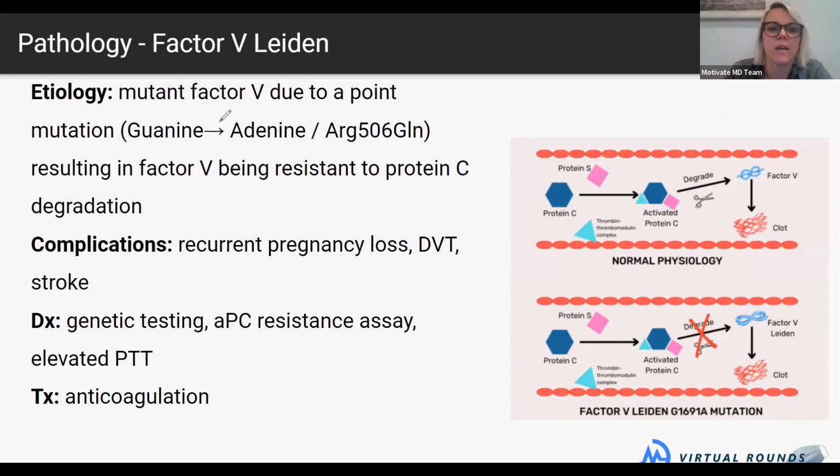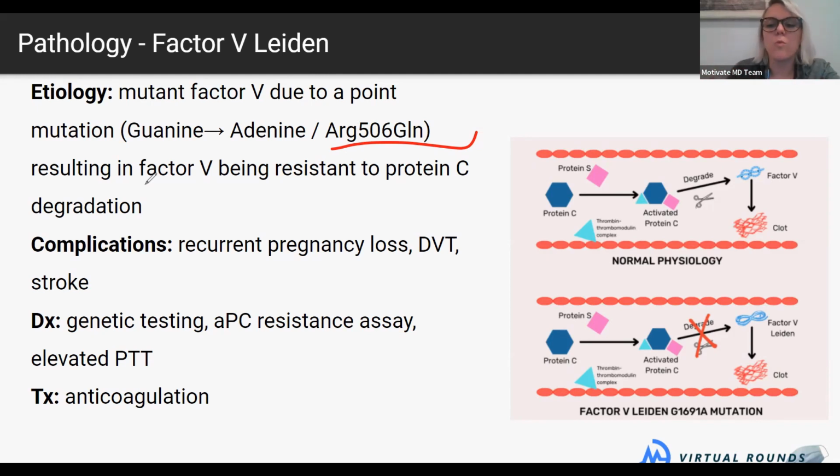I know your ears all perked up because you know what that is, which is great. So all that stuff you learned in undergraduate doesn't necessarily go away completely. What we see is a point mutation, a guanine for adenine substitution, which leads to a mutation here where we get a whole amino acid switch. So, point mutation. And what that results in is this mutant factor V, which is resistant to protein C degradation.